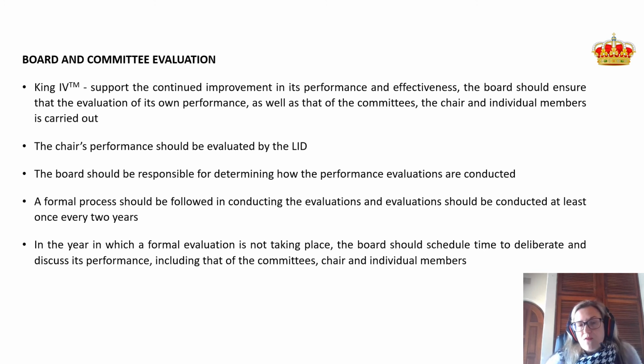King recommends that a formal evaluation process take place at least once every 2 years. So, once every 24 months, we have some sort of formal evaluation. The board deliberates on how that should take place. And then, in the year where there is no formal evaluation taking place, the board uses that time to implement improvements from the last evaluation, and discuss its performance, particularly also that of the chair and the committees and the individual members, to make sure that those improvements are being implemented.